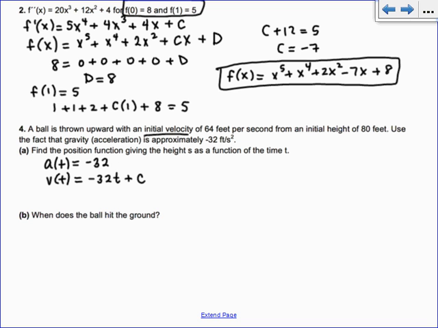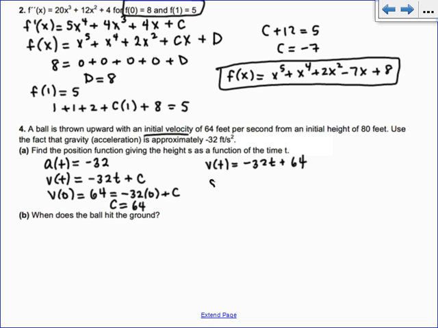So we were told that our initial velocity, v of 0, velocity at time 0, is 64. So that's going to be -32 times 0 plus c. So as you can see, the c value is always your initial velocity. Okay, so I'm going to have v of t equals -32t plus 64.